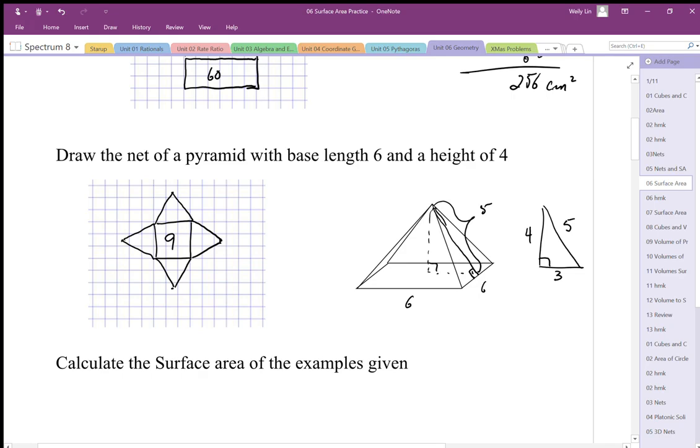That's going to be 6 by 6, so that's going to be 36. That's going to be 6 by 5, so that's 30 divided by 2. So these are all going to be 15 square centimeters. So when I add those all up, I get 15, 15, 15, 15. That's 60 plus 36, which is going to give me 96 centimeters squared. Again, I've accounted for all my surfaces.